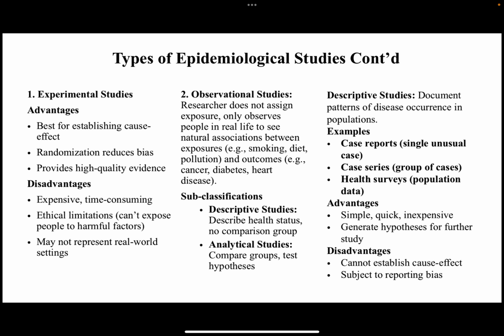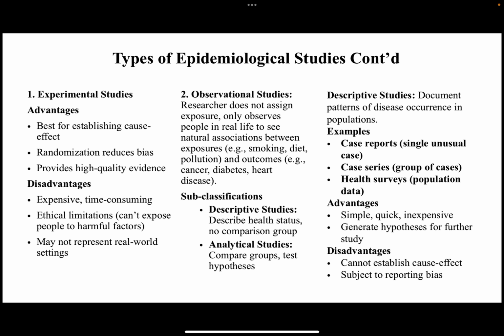Now, one thing about experimental studies is that they may not represent the real world setting, because usually experimental studies may be done among a few people or a small group of people. Sometimes it may be done in a very controlled setting, and the setting may be different from the real world. Is that okay? So it may not represent the real world setting. Okay, so that is it for experimental studies.